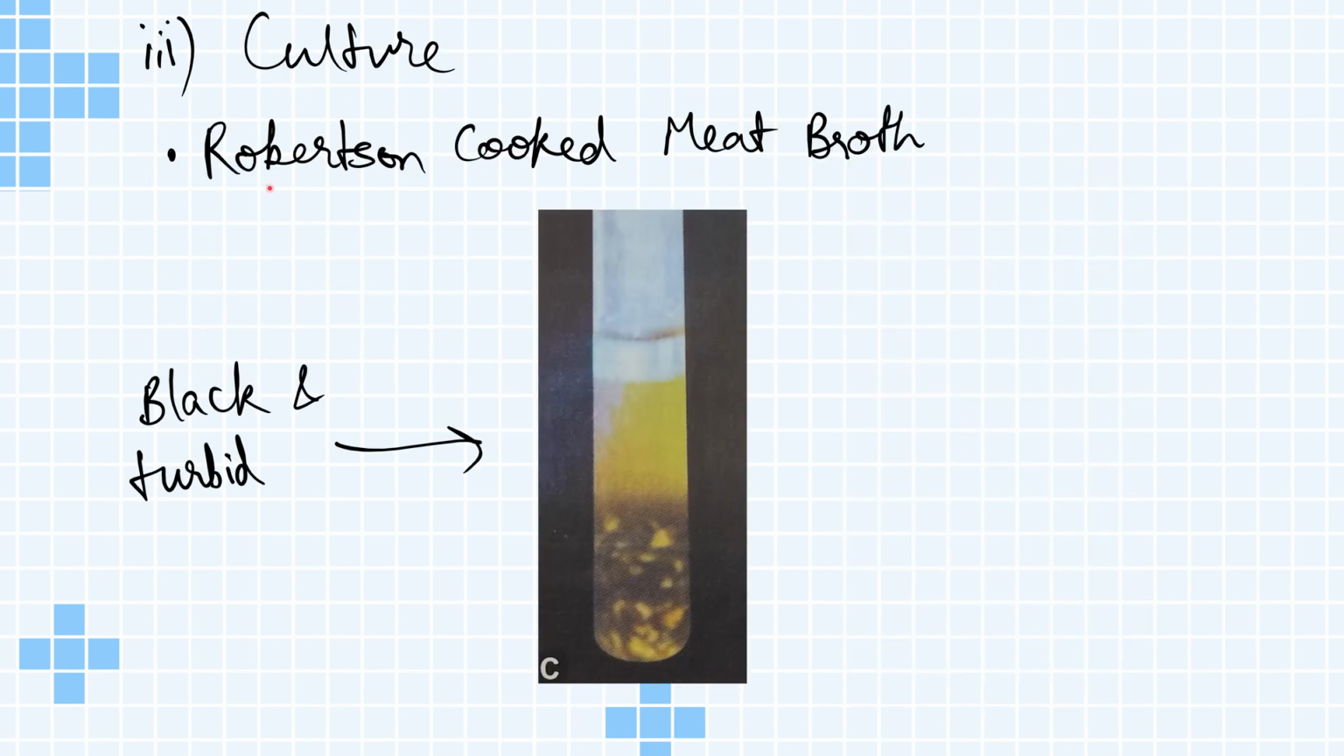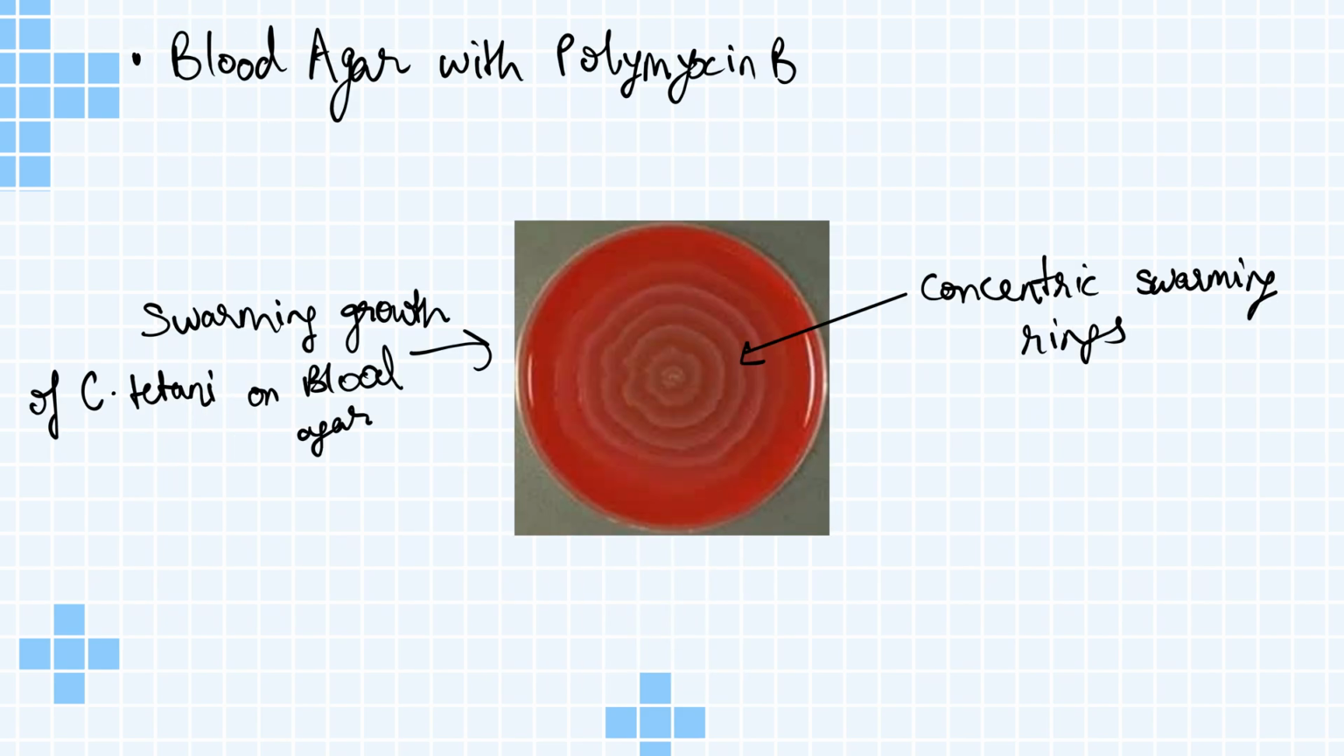For culture, the specimen is inoculated into Robertson's cooked meat broth, which provides an anaerobic environment suitable for growth of Clostridium tetani. On incubation, the broth becomes black and turbid due to bacterial growth and protein breakdown. Clostridium tetani can also be cultured on blood agar containing polymyxin B under anaerobic conditions. On blood agar, the organism shows characteristic swarming growth. This produces concentric swarming rings.